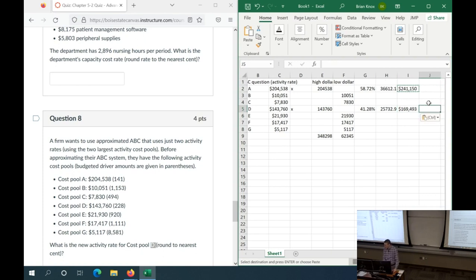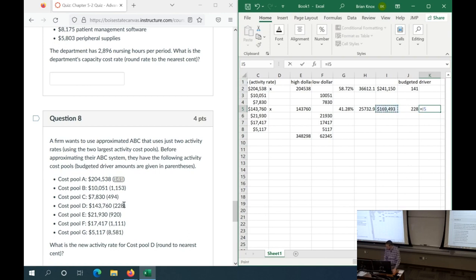And to form an activity rate, we're going to take that cost pool in the numerator and in the denominator put the driver, the estimated total for the driver, the budgeted driver amounts that are in parentheses here. So we would put 141 as the denominator for cost pool A if we were doing it. In fact, I'll do it just for completeness. 141, and we have budgeted driver. And budgeted driver for D here is 228. So our rate is going to be simply the division of these two.